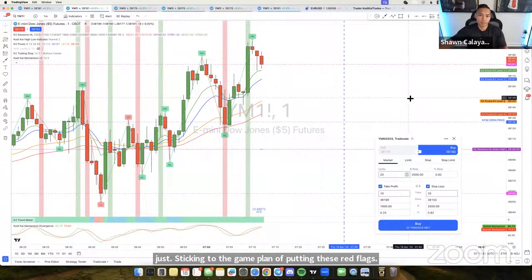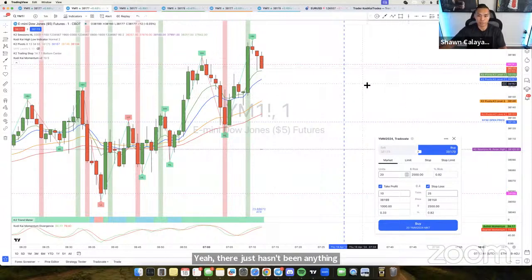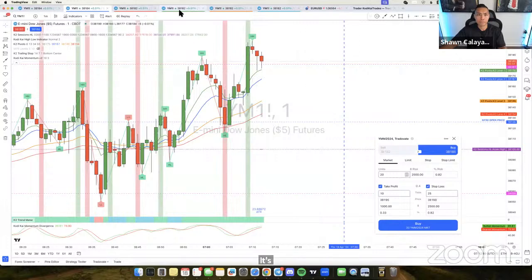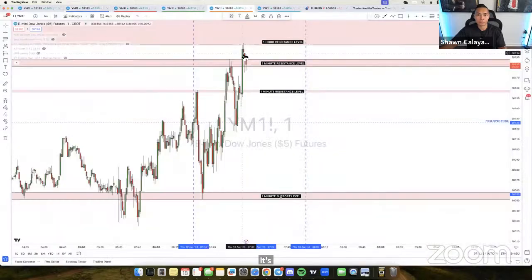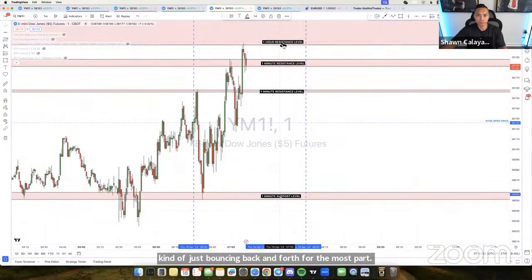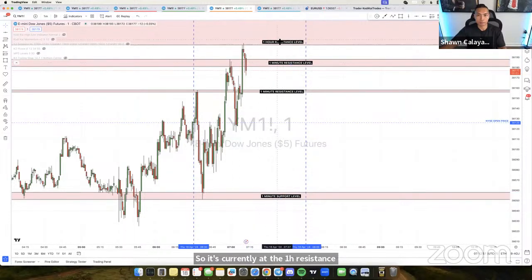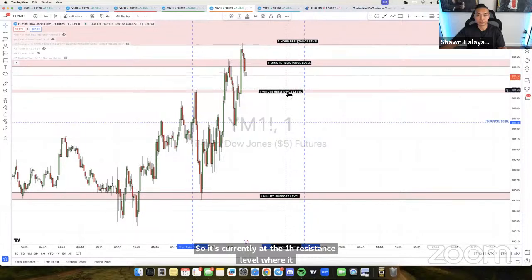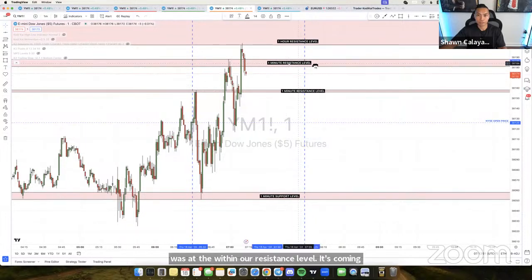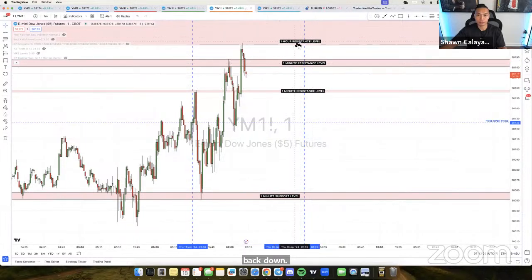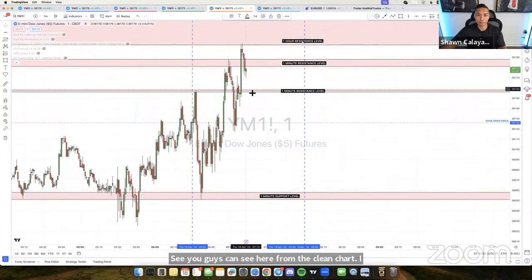Yeah, there just hasn't been anything up. I haven't seen any entries here that have come up so far. It's kind of just bouncing back and forth for the most part. So it's currently at the 1 hour resistance level, and it's coming back down. You guys can see here from the clean chart, I wouldn't be surprised if price just ends up creating a new range within this area.